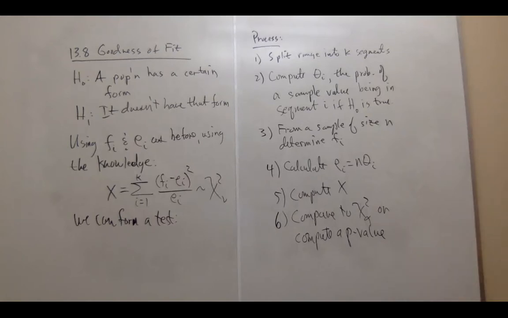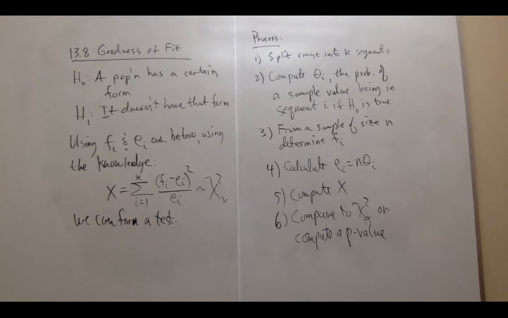Okay, number 3, from our sample of size n, we just count how many values land in each of our k segments. That gives us F1 through Fk, and then we calculate the expected value, which is the probability of landing in a segment times the sample size, n theta I. And then we compute x, that is, we just sum those up, x being defined right over there. We sum up all of those differences squared divided by E I. And then, we're ready to run the test.